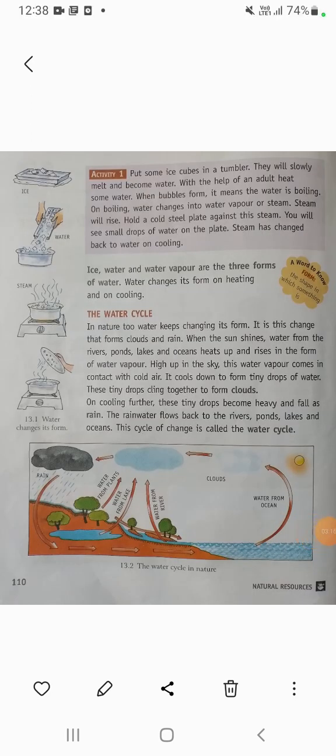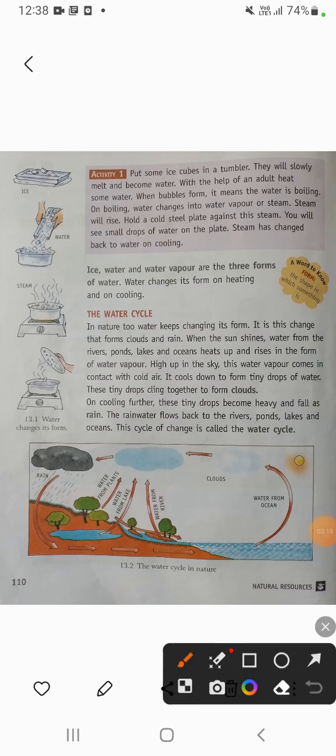But students, before starting this topic, let's do one more activity. For this, the materials you require are ice cubes, a tumbler and a plate. Put some ice cubes in a tumbler. First of all, take out your ice tray from your refrigerator, and now put some ice cubes in a tumbler like this. Now you will observe that these ice cubes slowly melt and become water.